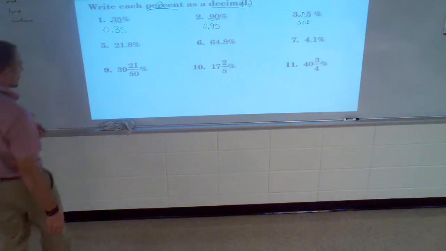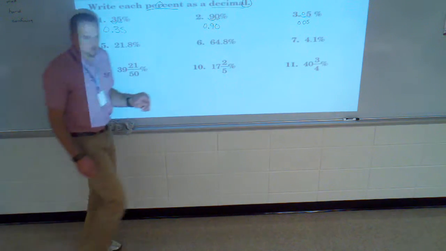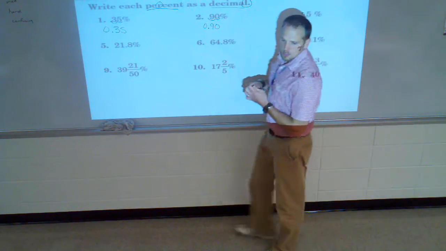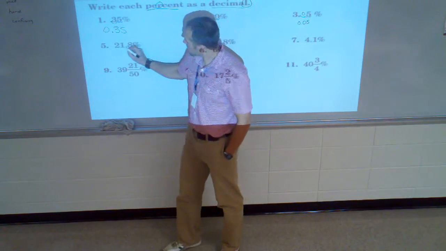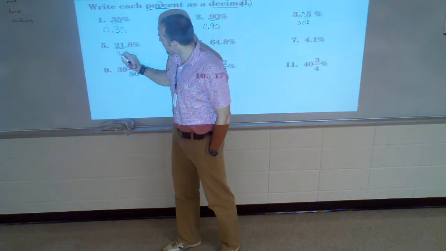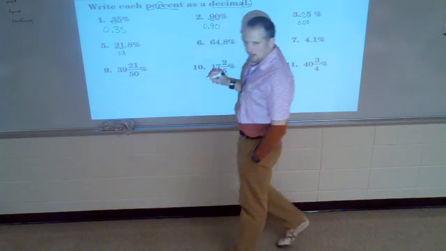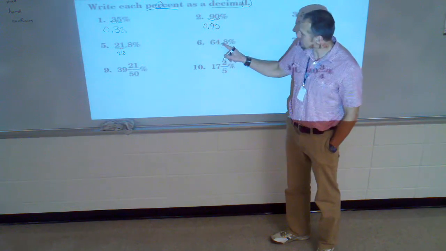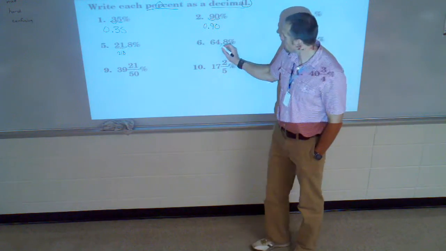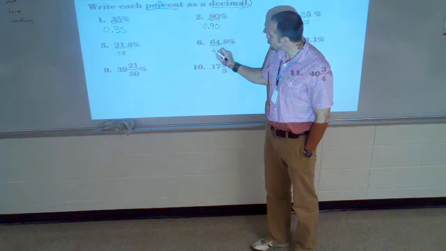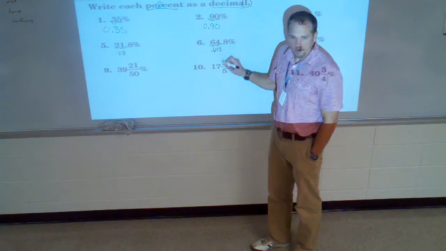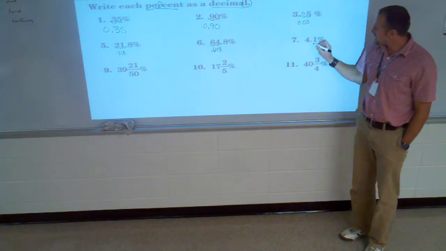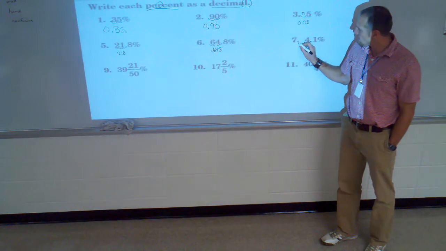Okay, when I slide this 2 spots to the left, Oscar, what do I get for this one? 0.218, very good. 0.218. How about this one? Haley, what do I get when I slide the decimal 2 spots to the left? 0.648. And Kenlin, what do I get with this one when I go 2 spots to the left?